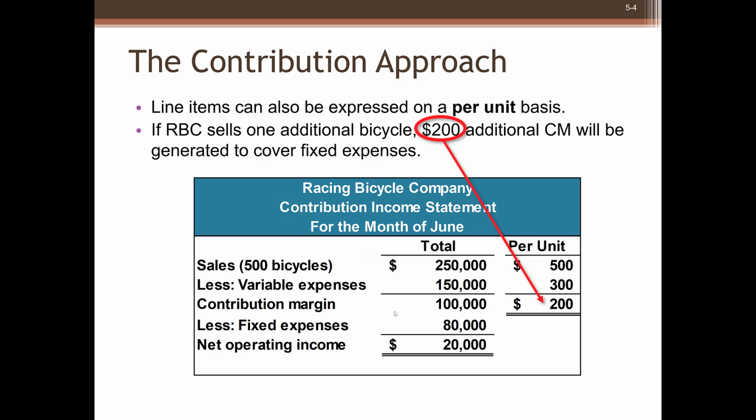We can also calculate contribution margin per unit. Let's take a look at the per unit column. Selling price per unit is $500, minus variable expenses per unit, and $200 is the unit contribution margin, which means if RBC Racing Bicycle Company sells one additional bicycle, $200 additional contribution margin will be generated to cover fixed expenses.